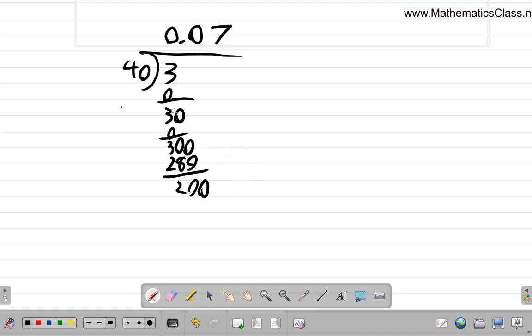40 into 200. If you have 200 here, you say 40 into 200, cancel the 0s, 4 into 20. It goes 5 times. 5 4s are 20, so 200. 200 minus 200 are 0. So you say 0.075, right?